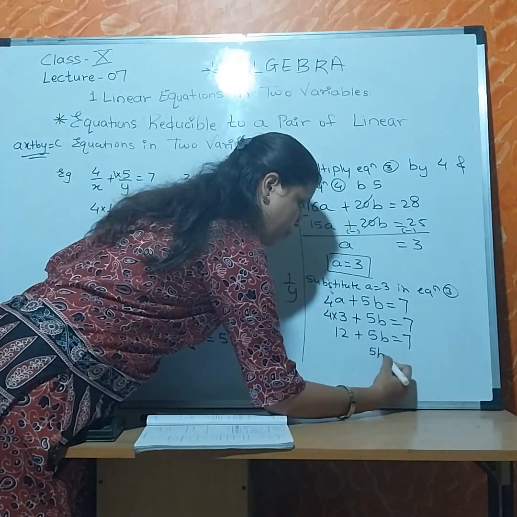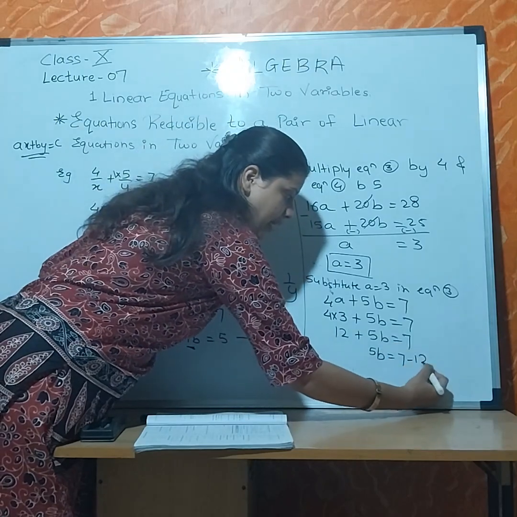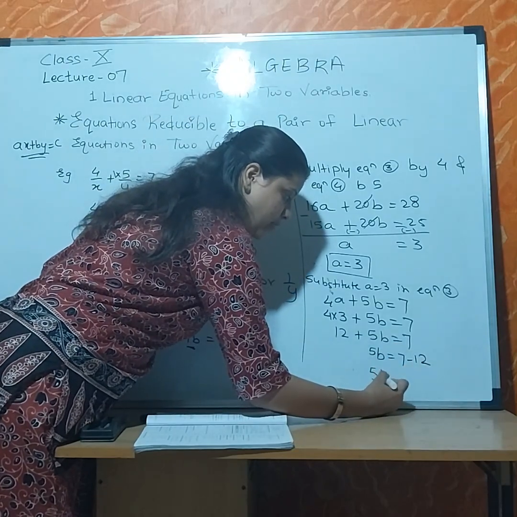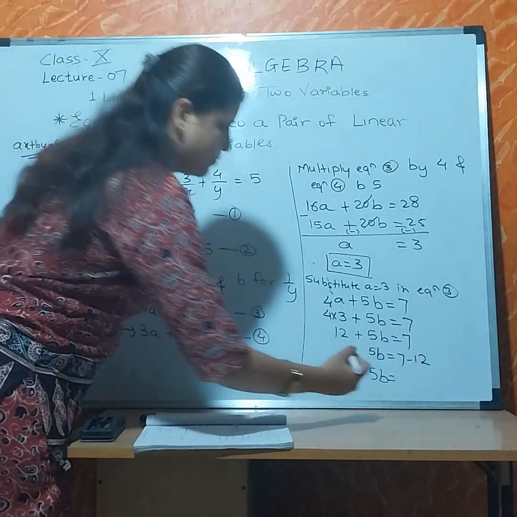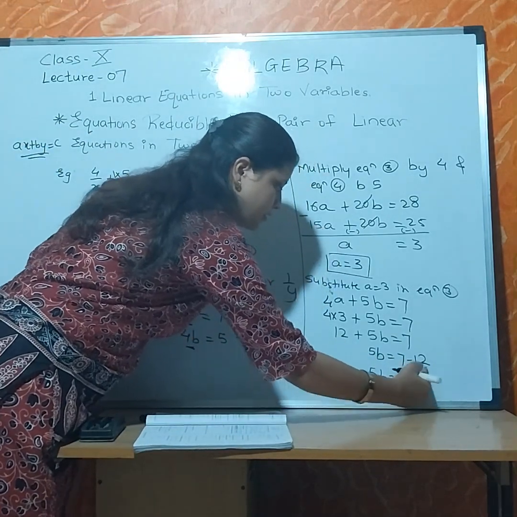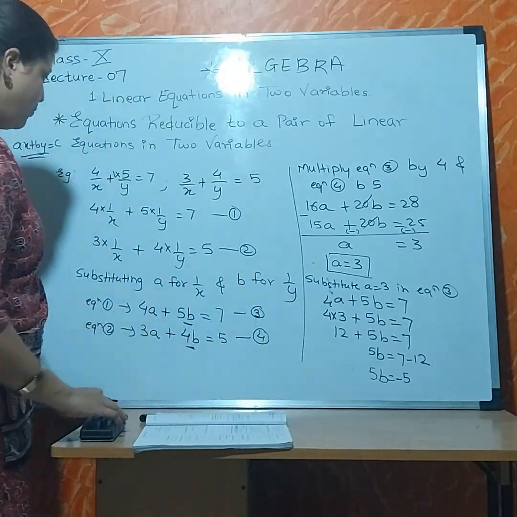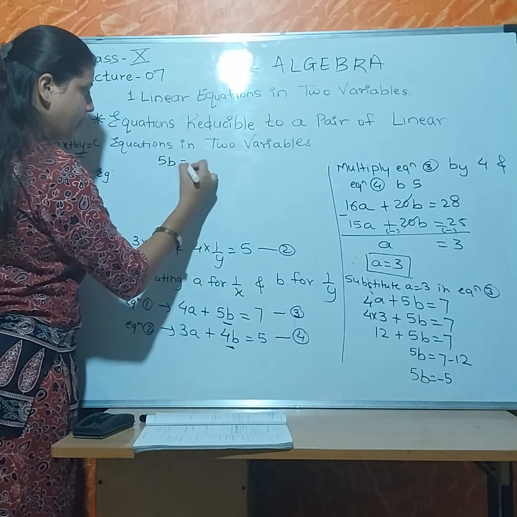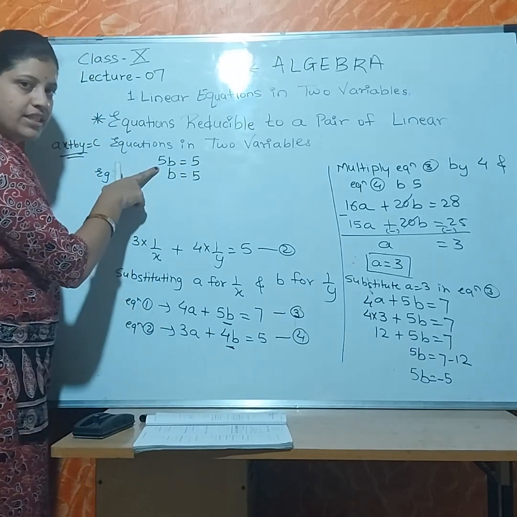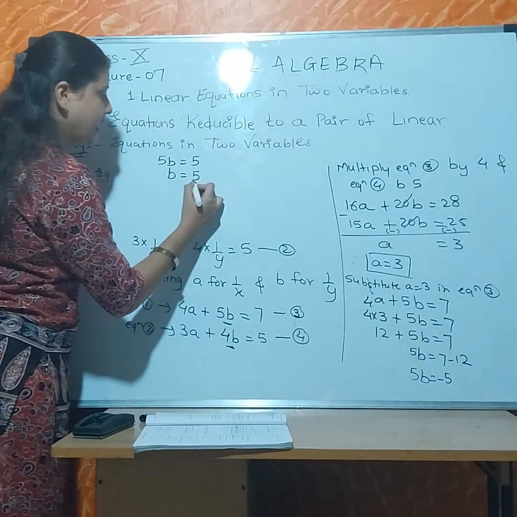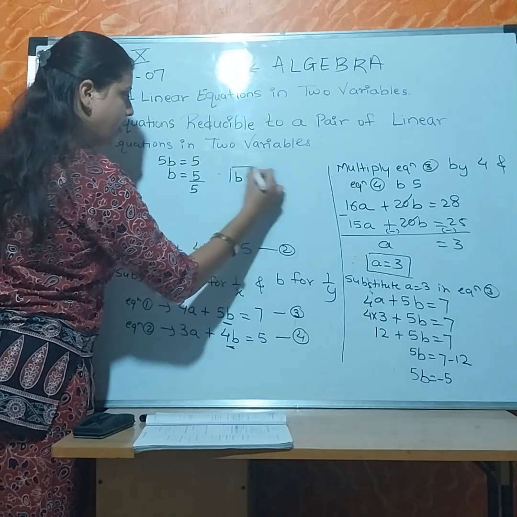Now 12 plus 5b is equal to 7. Now this plus 12 goes to the other side as minus 12. So 5b is equal to 7 minus 12, which is 5. But the sign of the larger number is minus. So 5b is equal to minus 5. That means b is equal to minus 5 upon 5. This 5 is in the form of multiplication, so here it will go as division. Therefore we got the value of b as minus 1.